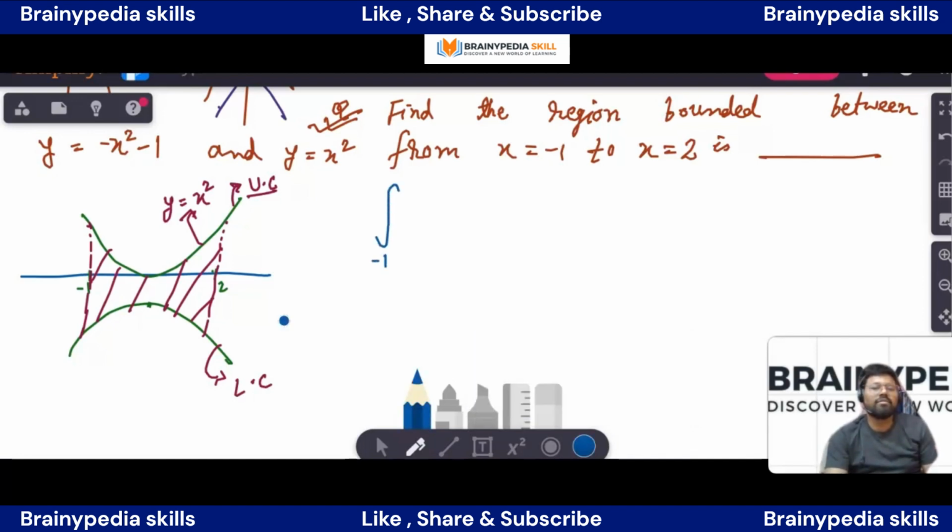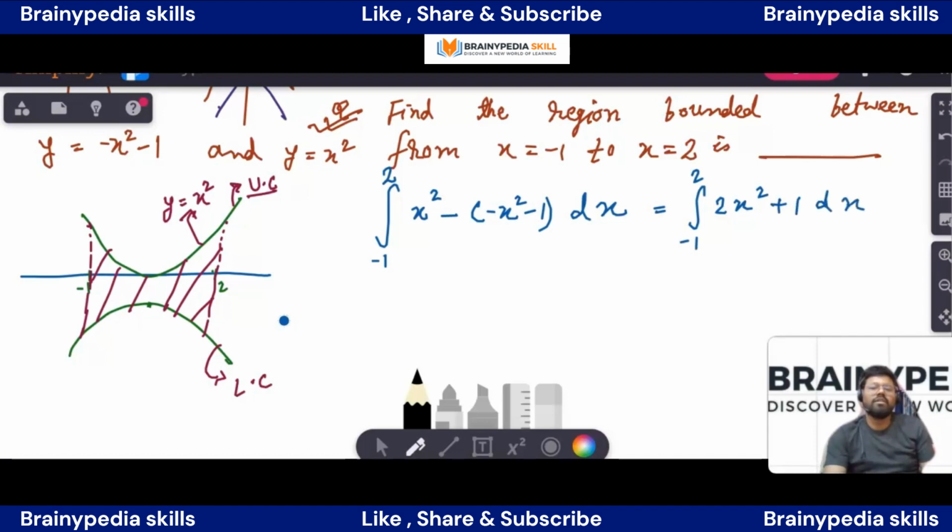Integration from minus 1 to 2. Upper curve is x square minus lower curve, which is minus x square minus 1. Okay, this is lower curve, dx. And that's it. You need to find out the value. So, integration minus 1 to 2, 2x square plus 1 dx.